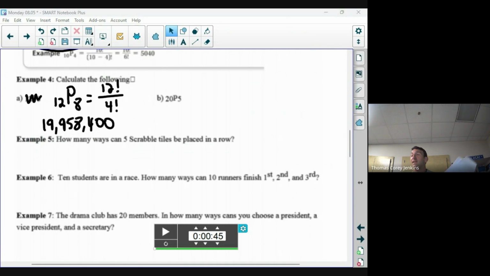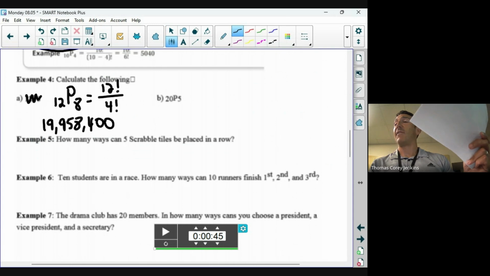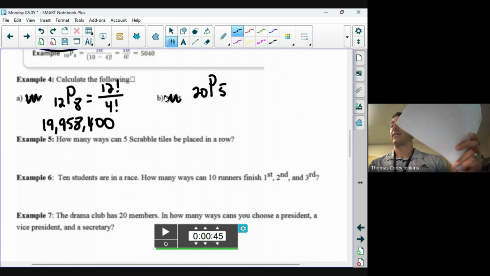You don't have to have the graphing calculator. You just have to have more knowledge of how to work these out. Okay. You guys tried 20P5. I'll go over the answer here in just a second. 20P5.